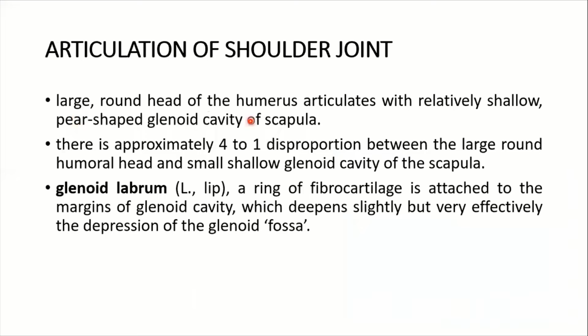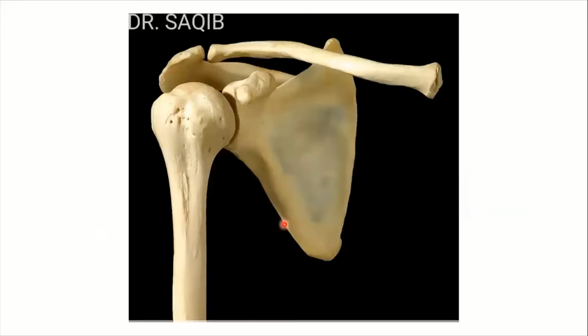The large round head of the humerus articulates with the relatively shallow pear-shaped glenoid cavity of the scapula. I've shown you already this picture. There is approximately a 4:1 disproportion between the large round humeral head and the small shallow glenoid cavity of the scapula. Glenoid labrum: in Latin, labrum means lip. A ring of fibrocartilage is attached to the margins of the glenoid cavity, which deepens slightly but very effectively the depression of the glenoid fossa.